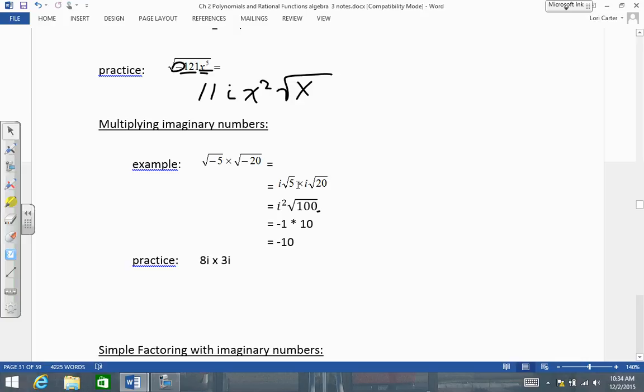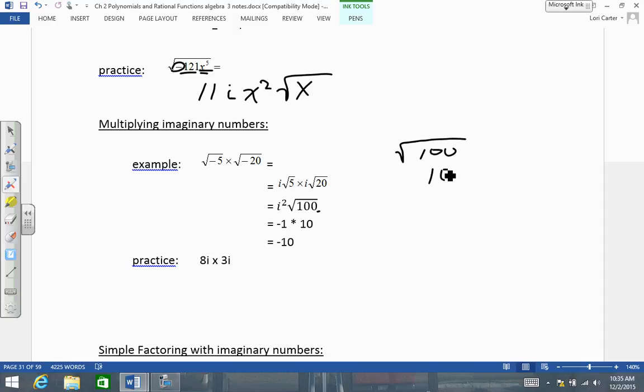Hopefully not. Because you're going to do what you've always done with square roots. When you see a square root, you multiply what's underneath, right? What's a negative 5 times a negative 20? 100. So you're going to say that's the square root of 100, and the square root of 100 is 10. You have completely ignored the imaginary part of your answer.